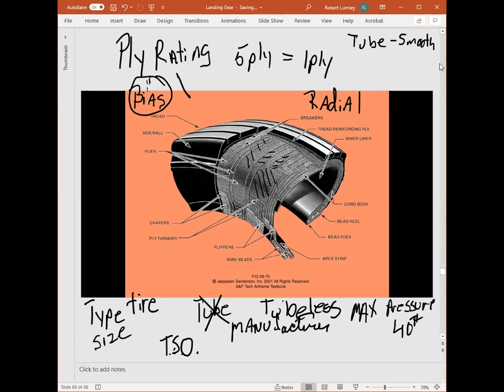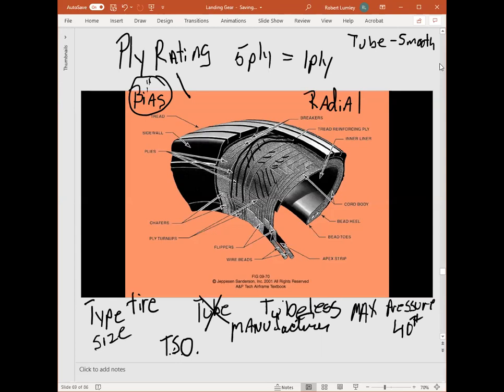Old cars used to use bias ply tires, but nowadays our cars are almost strictly radials and large aircraft. Well, what's the difference? Radial plies, instead of the threads running at an angle, the threads all run the same direction from bead area to bead area. And that's known as a radial ply tire.